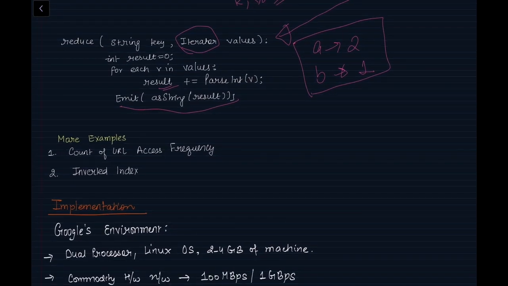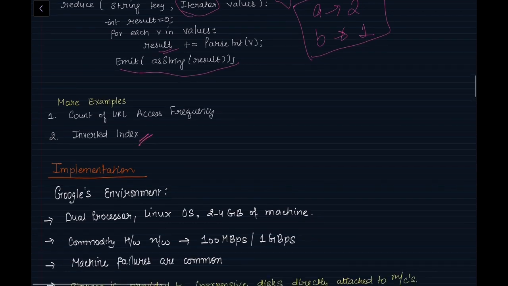Now there are some other examples as well, like counting of the URL access frequency. So we can count how many times a particular URL was accessed, or we can also build our search indexes, which are nothing but inverted indexing using the MapReduce paradigm. And this is something that is also done by Google in production. The paper described it very beautifully. You guys can also look into it and read about it more.